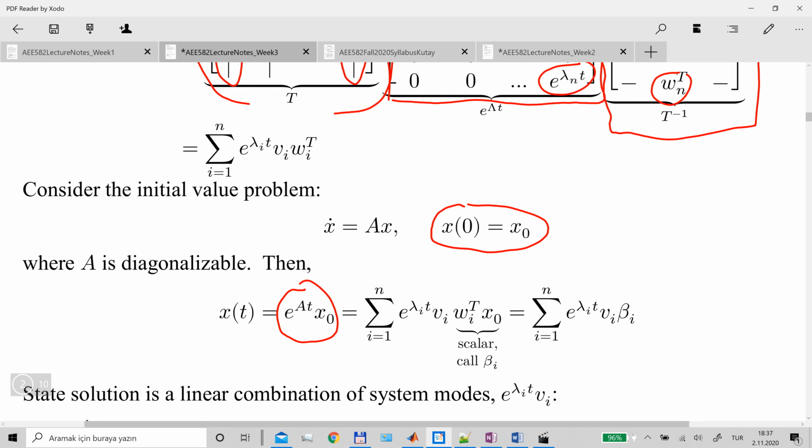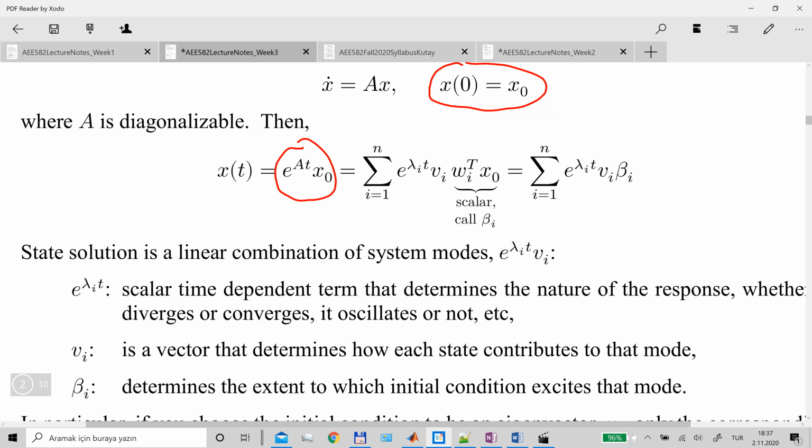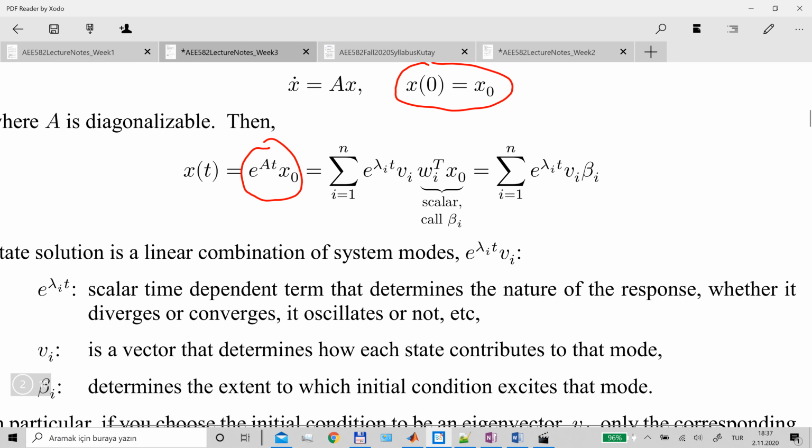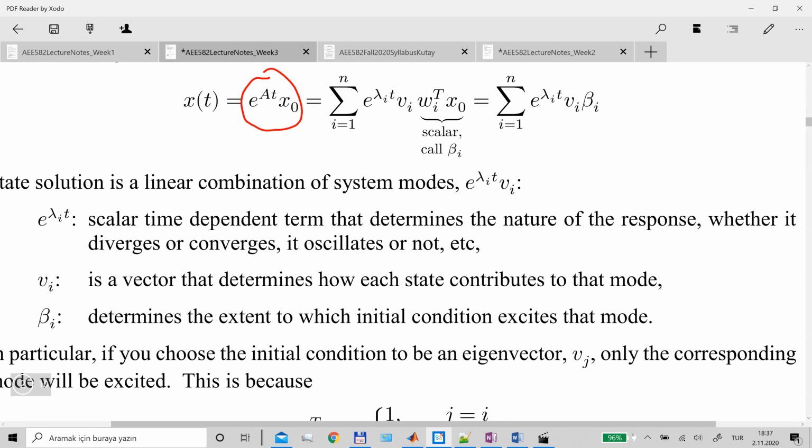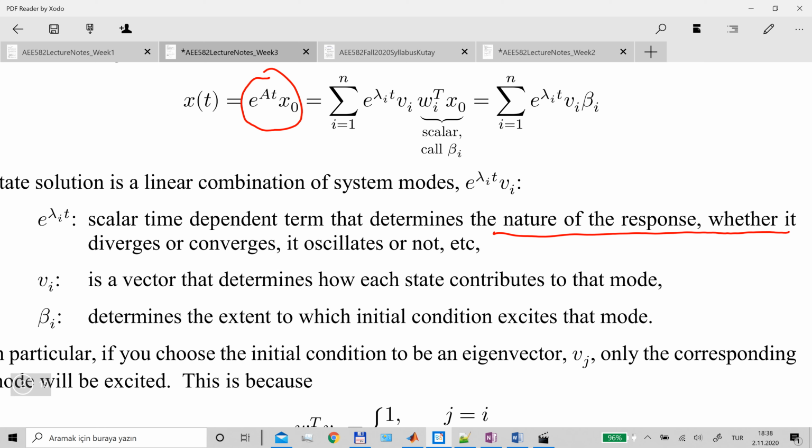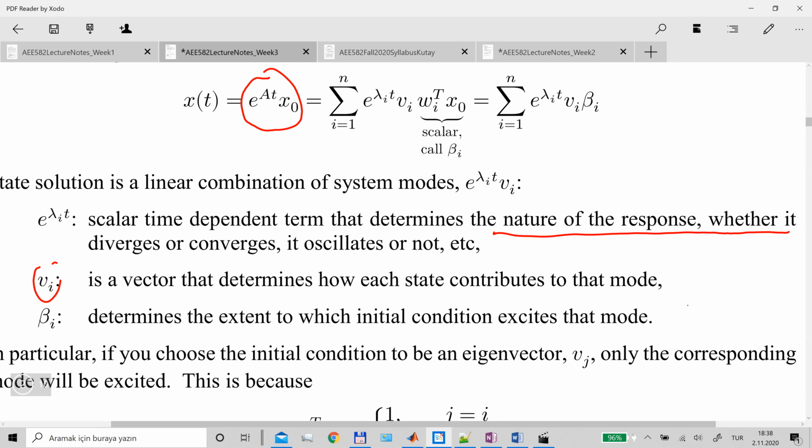So this means the solution is a linear combination of system modes. In other words, we see that the response of the system will be a superposition of the individual modes of the system. This scalar time-dependent expansion term determines the nature of the response. In other words, it determines whether the response diverges or converges, or if it oscillates or not. So the time-dependent behavior is determined by that scalar term. And vi is a vector that determines how each state contributes to that mode.